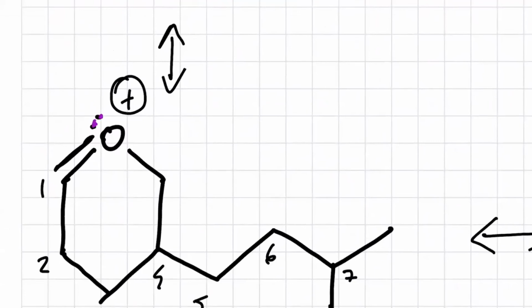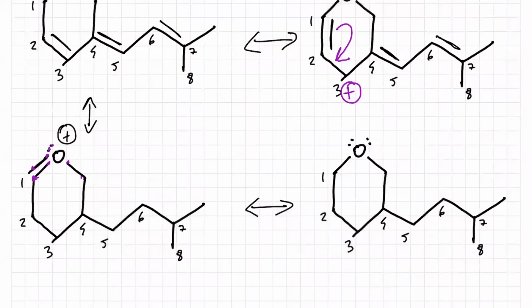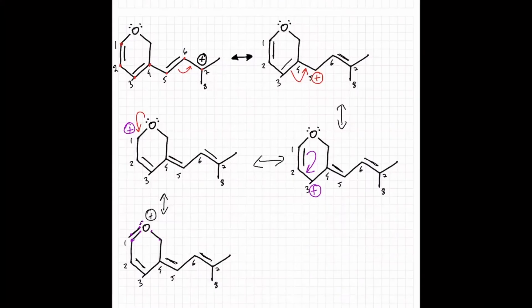For example, we have 1, 2, 3, 4, 5, 6, 7, 8. We fill the octet for oxygen. Same thing for carbon. It's pretty happy this way. And that's really all the resonance structures of this compound. All right. Now let's do the last example, finally.